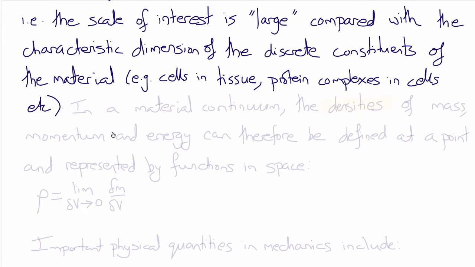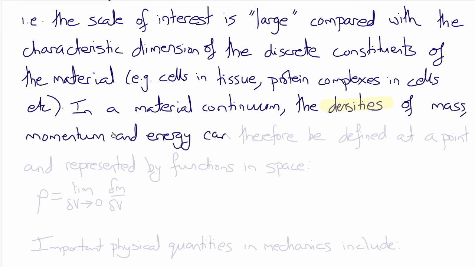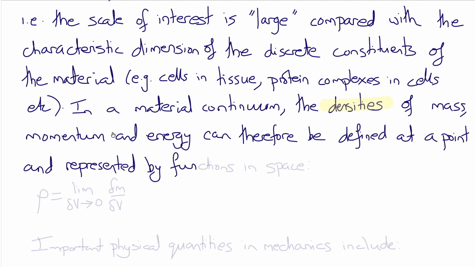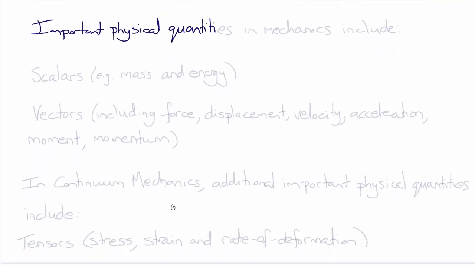And we can approximate those materials that actually have discrete constituents as being continuous when the scale is sufficiently larger than that individual discrete scale. And as a result, in a material continuum, we can define the densities of mass or momentum or energy or other physical quantities at any point in space and then represent those densities as continuous functions in space. So for example, mass is not a property of a point, but density rho is the limit as the volume delta V tends to 0 of delta m over delta V, where delta m is the mass contained within delta V. So although a point doesn't have mass, it can have mass density, and we can have a continuous function.